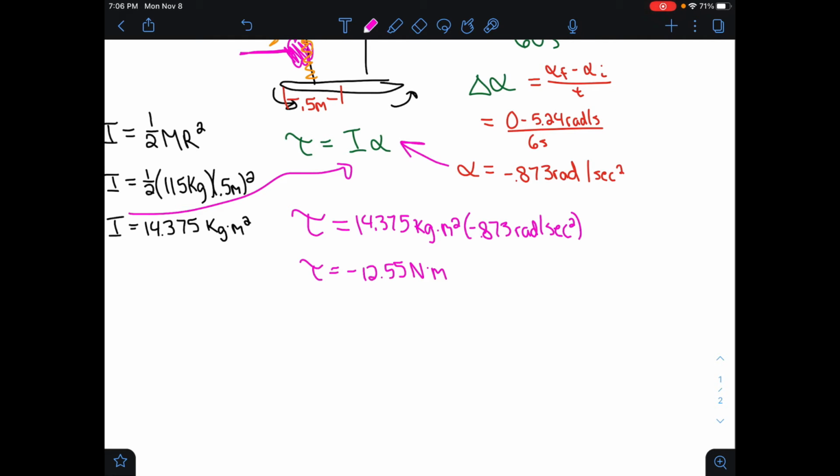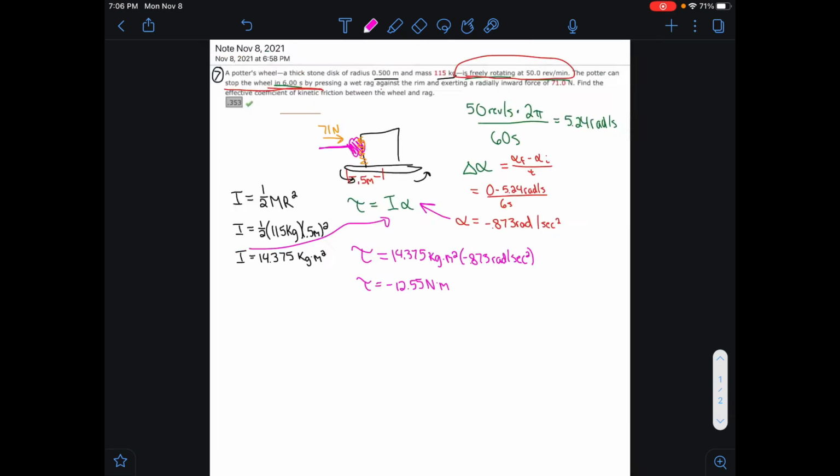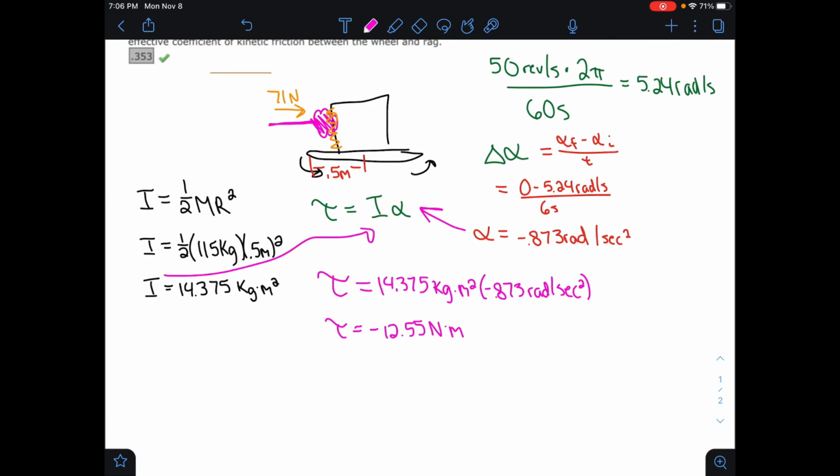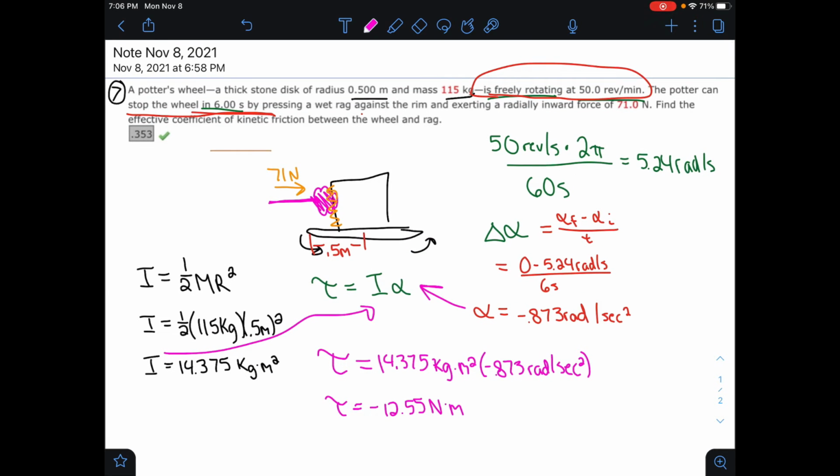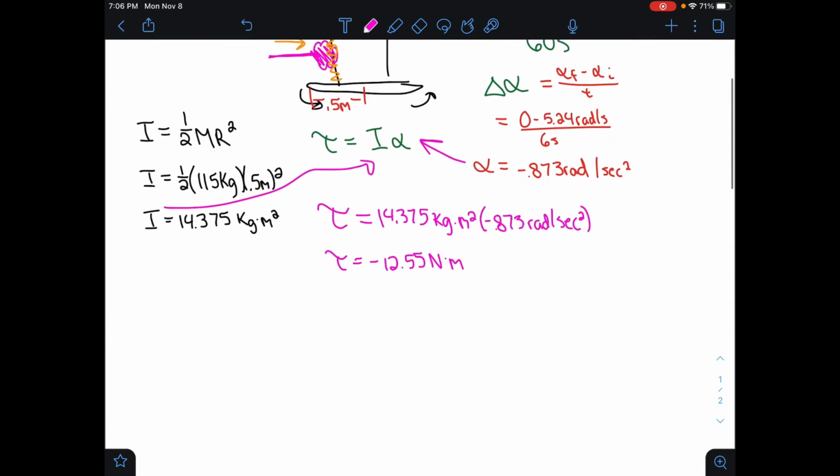Friction, not the friction. What am I talking about? Still solve for the kinetic coefficient of friction. That's what I meant. Still looking for the coefficient of friction. Okay. Now here's another formula we're going to introduce right here.